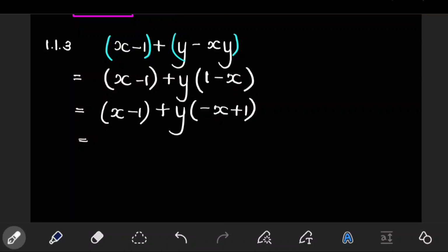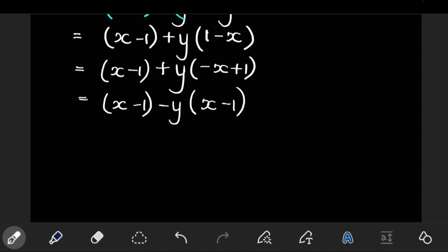And we don't want the negative in front of x. So let's pull that out as a common factor. That's going to go in front of y when it multiplies with the positive. Positive times a negative gives you a negative. And inside the bracket, we are left with x minus 1. Now, this is what we need.